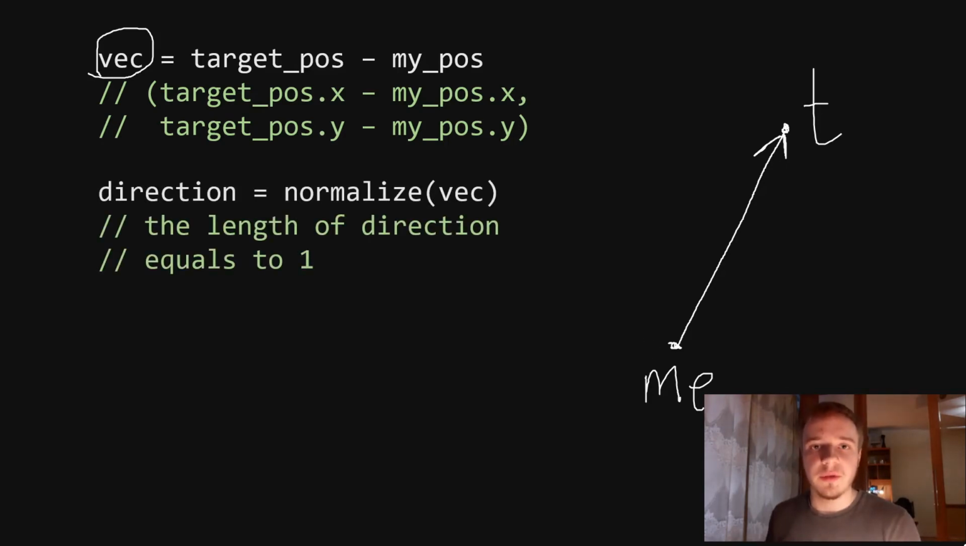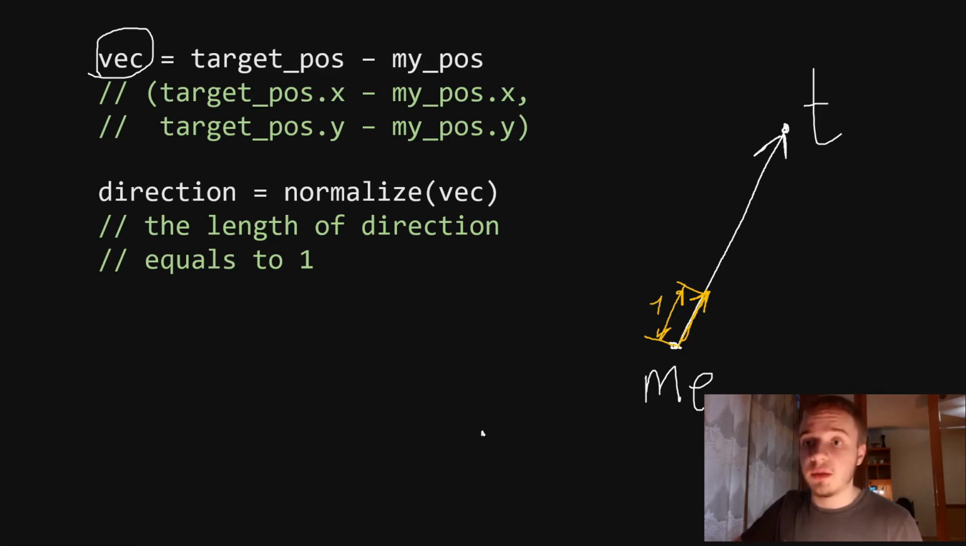Next we calculate the direction to the target, and we do that by normalizing this vector. I'm going to show you how to normalize vectors, but basically normalizing a vector means that it's going to have a length of 1, and in this case the direction will be that vector, and the length of this vector is going to be 1, always, no matter what vector we get.